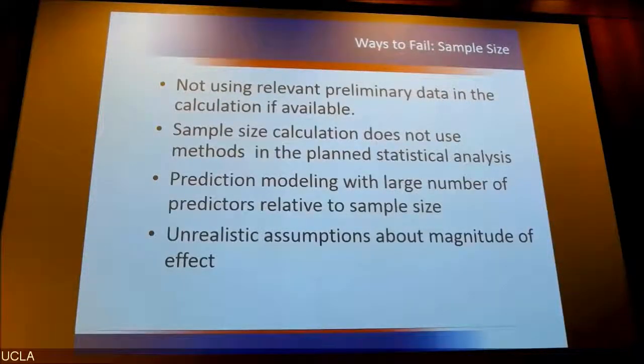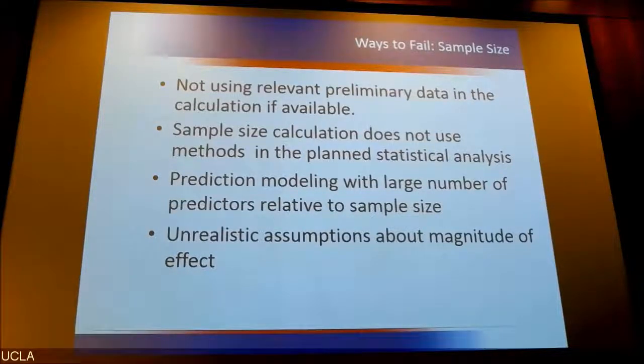calculation. Some of the ways that I often see sample size calculations failing in a grant application is if they don't use the preliminary data. If you have preliminary data, it should really inform your sample size calculation. It shouldn't be separate. Another one I see is where the sample size calculation doesn't use the planned statistical methods. There should be strong alignment between the analysis plan and the sample size calculation.